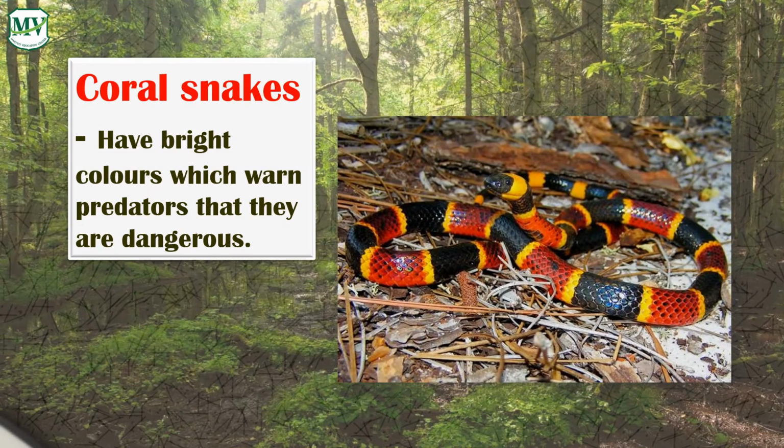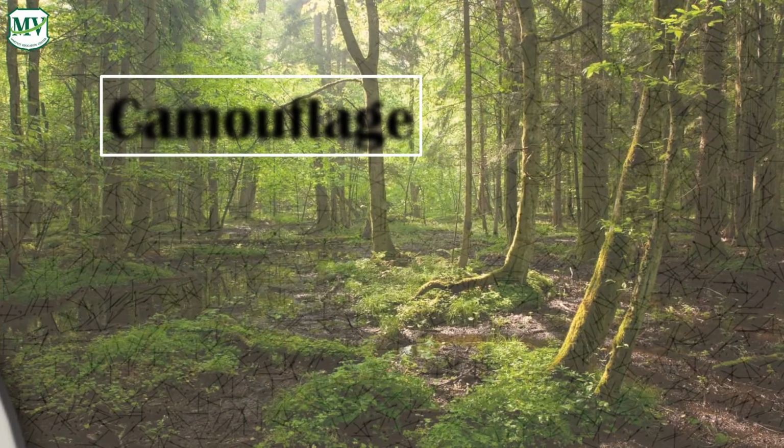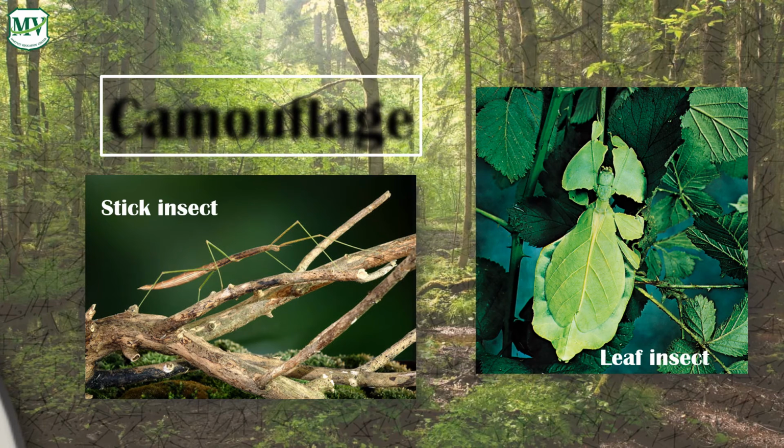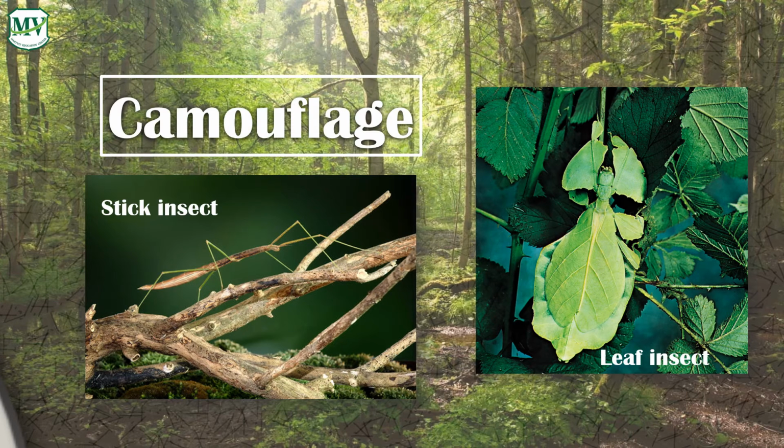Coral snakes have bright colors which warn predators that they are dangerous. Some animals and insects like leaf insect, stick insect have body color or patterns that blend in with their surroundings. This adaptation is called camouflage. This prevents them from being seen by predators.